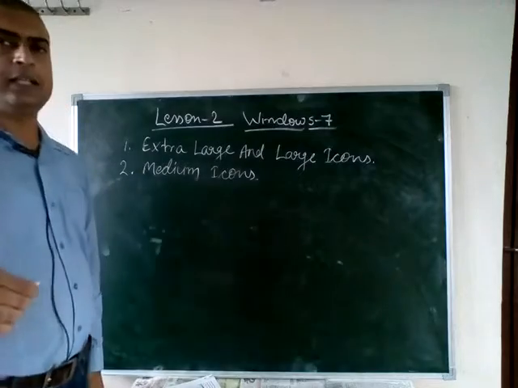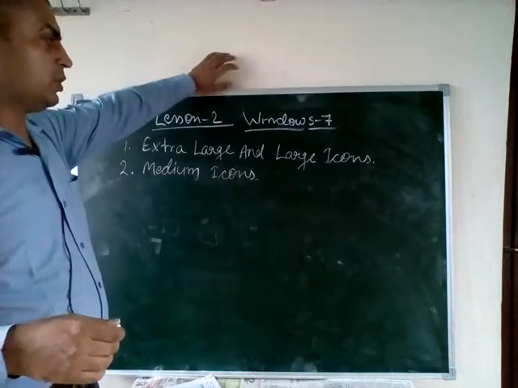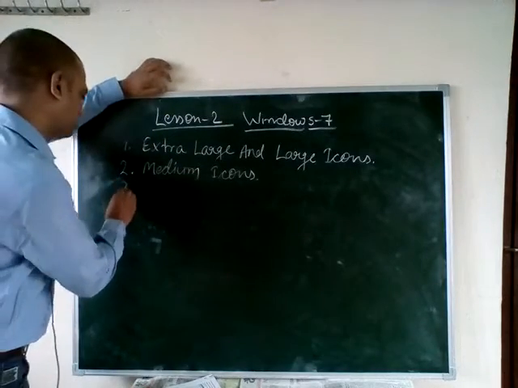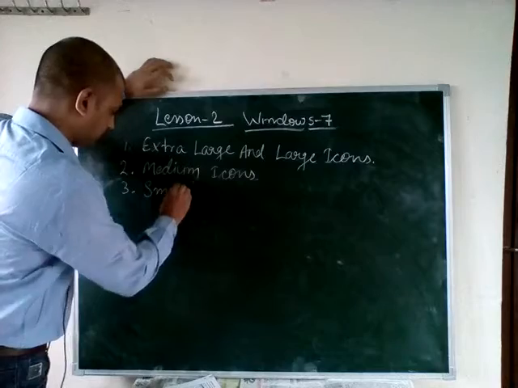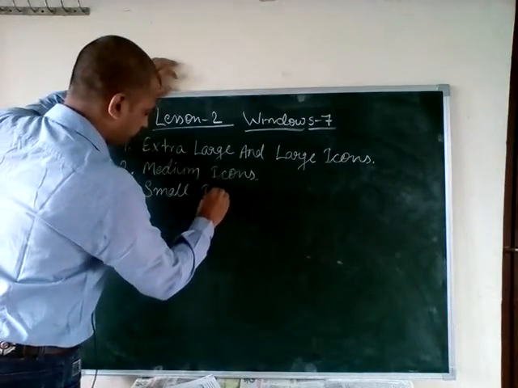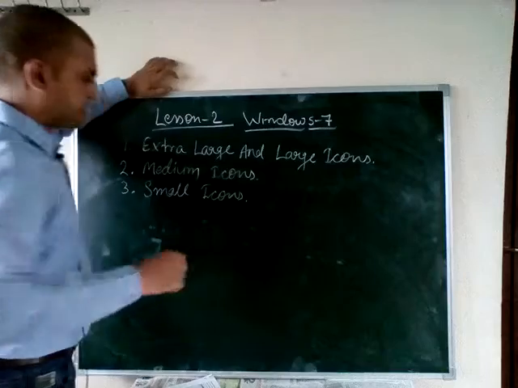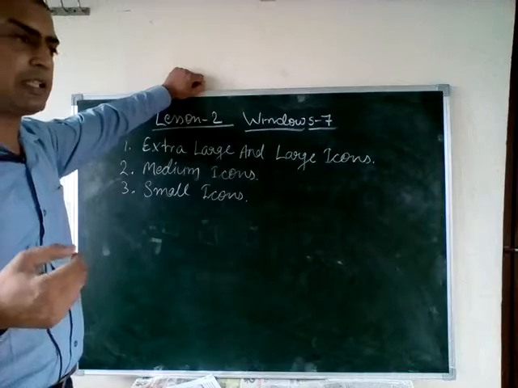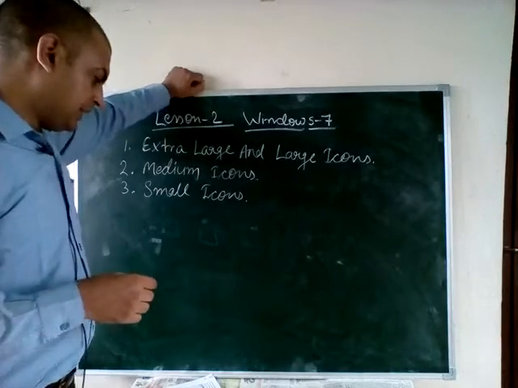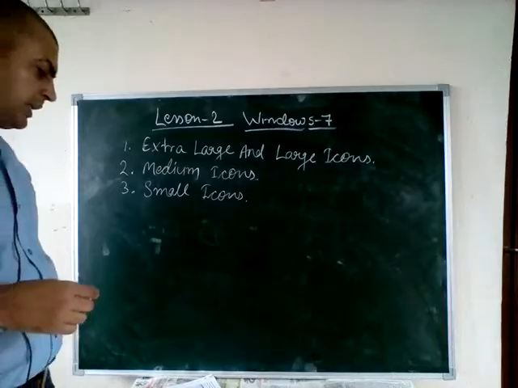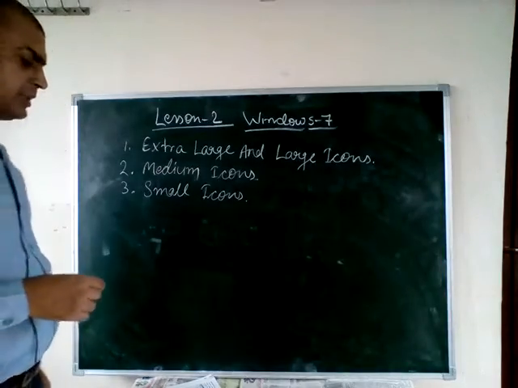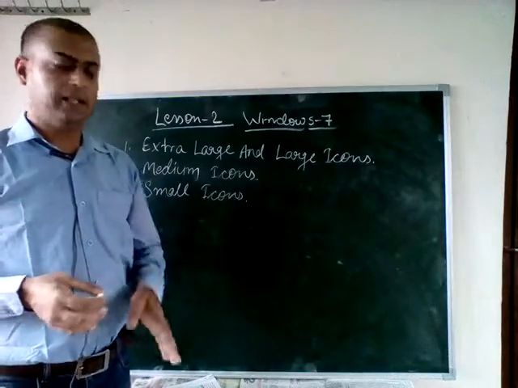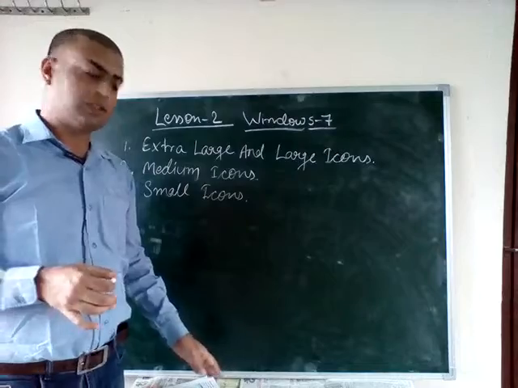So the second is medium icons, and this medium icon will be shown to you in a small format in your computer system. Now next is your small icons. What is small icon? Small icon is displaying the content in a very small format. It displays your files and folders as small icons without a preview of its content. It will not preview any content, it will not display any content. So this is the use of this small icon.